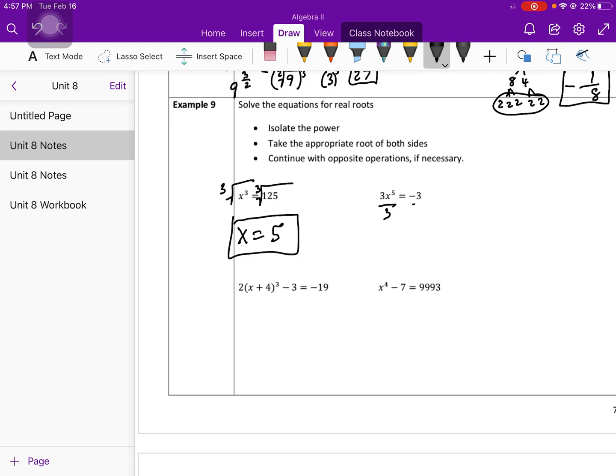The next one, I need to isolate it by dividing by 3. So we get x to the 5th equals -1. To undo a 5th power, we have to take a 5th root. Now, since this is an odd index going into a negative number, it works. And the 5th root of -1 is just going to be -1.